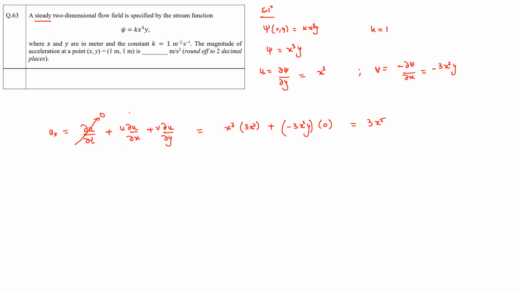We are supposed to calculate the magnitude of acceleration at (1, 1). So ax at (1, 1), substituting 1 for x, will be equal to 3, and this is in the x direction, so we can write this as 3 i cap meter per second square. Similarly, for ay, we can use this formula.